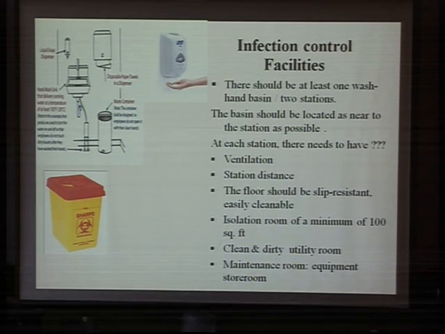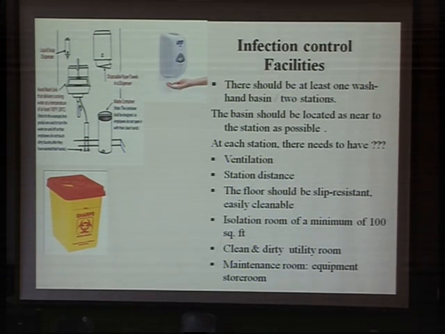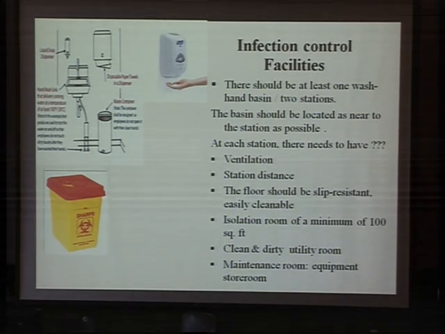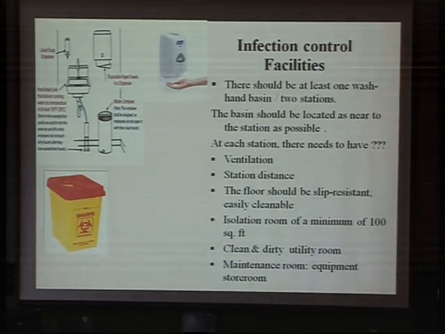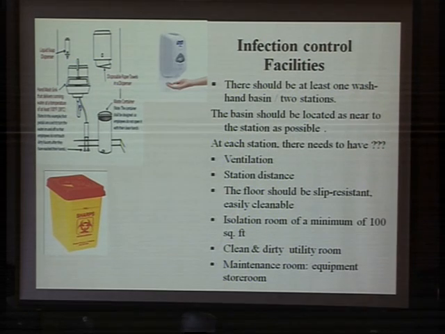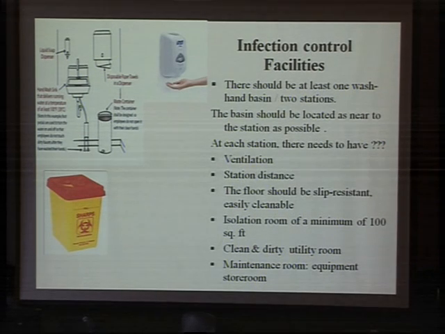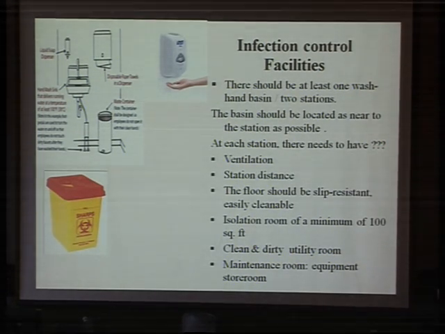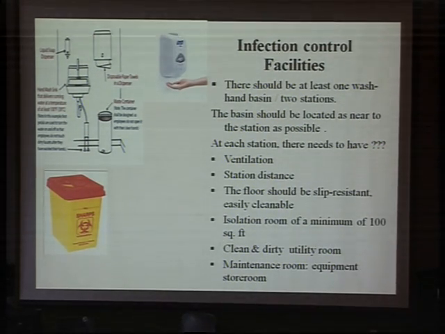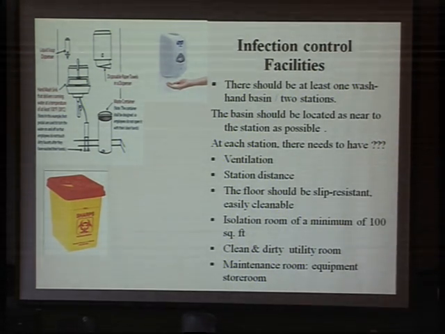The station distance should be 3 feet or more on both sides, from 3 to 6. Why this measurement? The droplets of the pathogen cannot move more than 3 feet. After that, they will settle in the environment. So the space should be wide enough to avoid the transmission of droplet infection. The floor should be slip resistant and easily cleanable. We are dealing with patients with blood-borne pathogens, and blood escaping, so the floor should be easy to clean, without stains, because stains or blood on the floor are a problem.